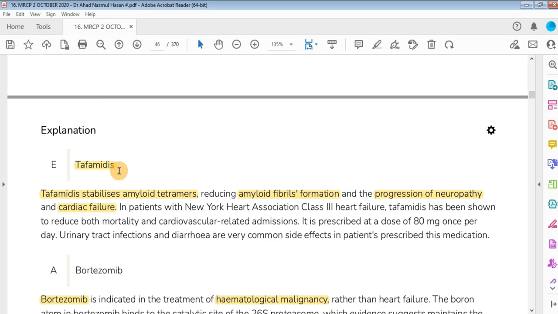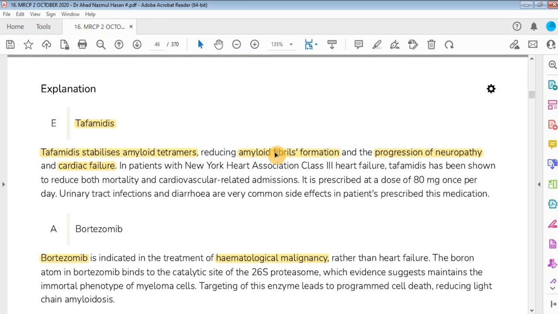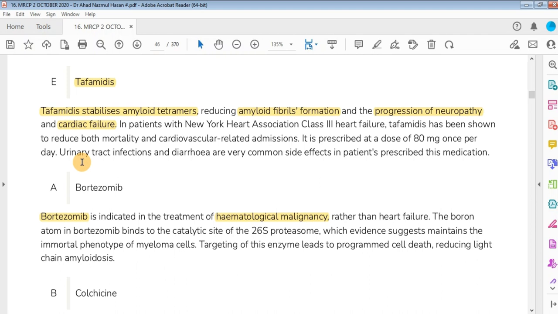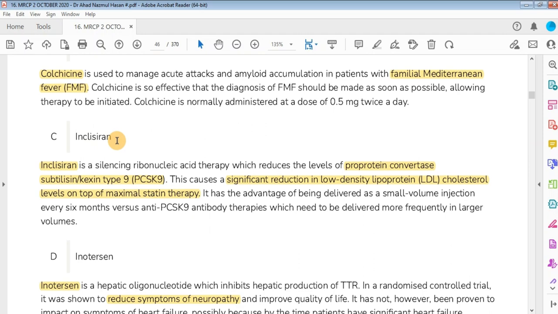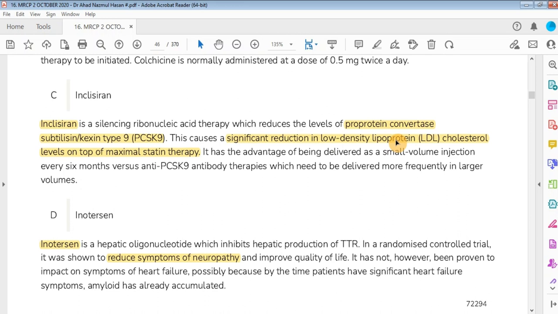Tafamidis stabilizes the amyloid tetramers, reducing amyloid fibril formation and the progression of neuropathy and cardiac failure. In a patient with NYHA class 1 to 3 heart failure, tafamidis has been shown to reduce both mortality and cardiovascular related admission. It is prescribed at a dose of 80 mg once per day. Urinary tract infection and diarrhea are very common side effects in patients prescribed this medication. And bortezomib is for the management of multiple myeloma. Colchicine is usually used for the management of acute pericarditis or acute gout, when other drugs like NSAIDs or steroids are contraindicated, as well as in familial Mediterranean fever.